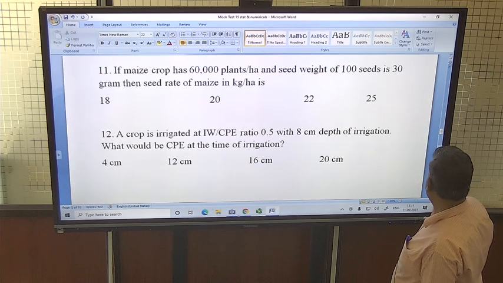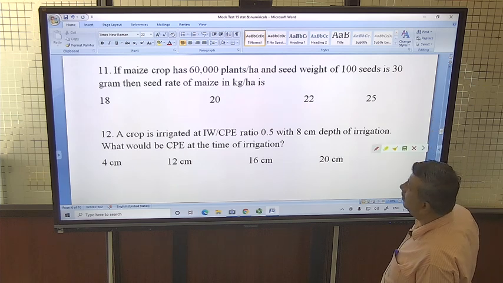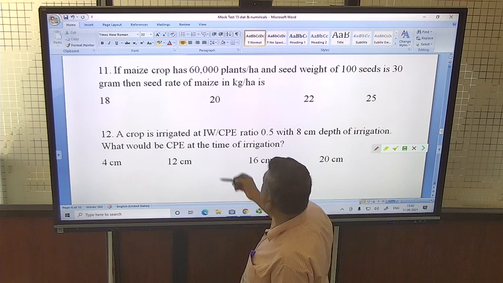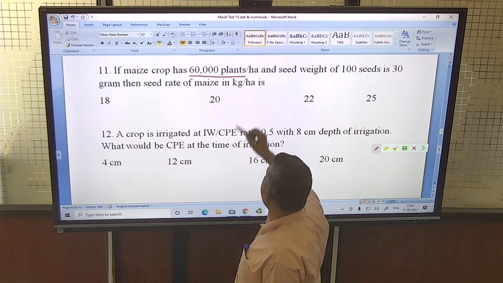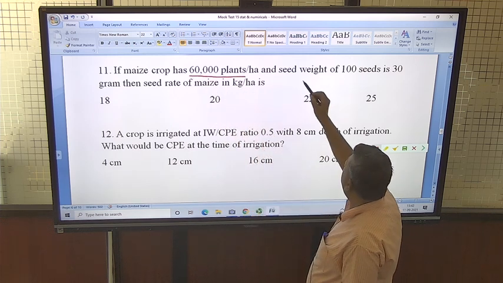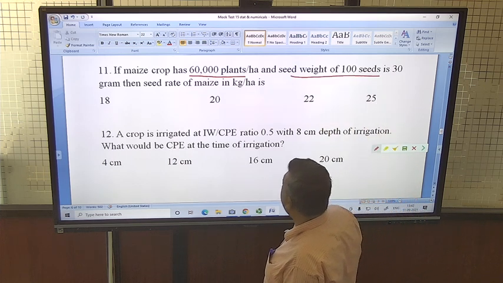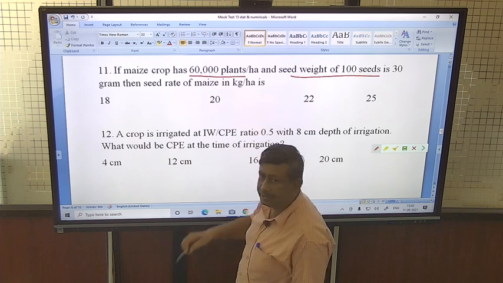Now numericals in this test are based on plant population and seed rate. If maize crop has 60,000 plants per hectare and seed weight of 100 seed is 30 gram, then seed rate of maize in kilogram per hectare is.